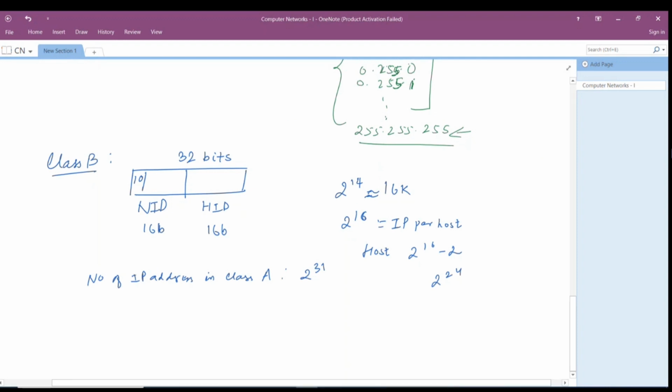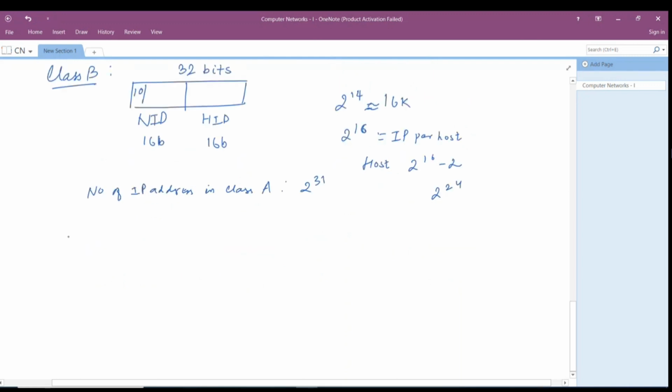This is just simple mathematics, like how many permutations. You have 2 bits, 0 and 1, and you have 30 places. So how many possibilities are there? How many combinations can you make? It's just 2 to the power 30.